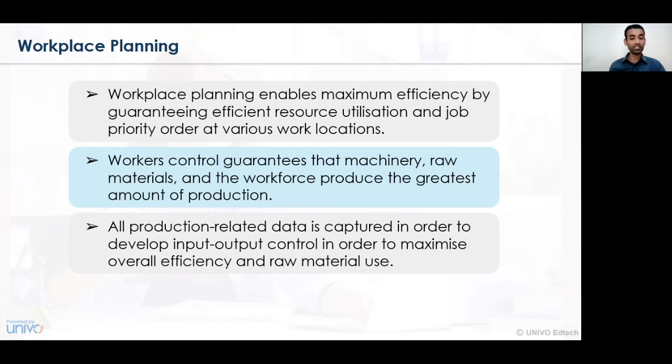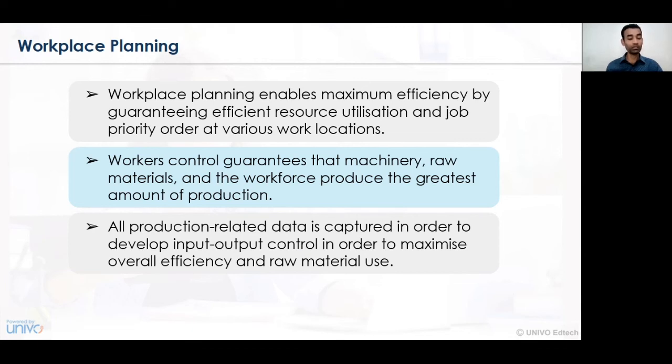The workers' control guarantees that the machinery, raw materials, and the workforce produce the greatest amount of production. So, in order to have a proper chain or link and schedule between the workplace, the machinery, the labor, the availability of raw material, and the workforce deployed at a particular stage, workplace planning is essentially required. Workplace planning leads to the application of the master schedule, which in return will increase the productivity of the organization.